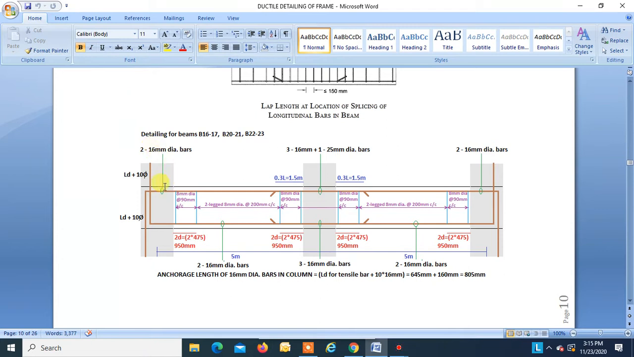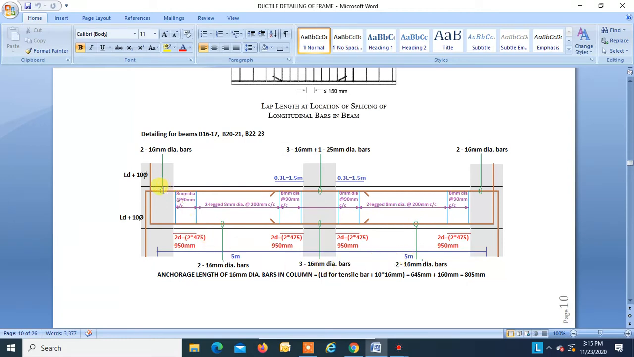Two numbers of 16 dia bar are run throughout the beam, and one 16 mm dia and one 25 mm dia bar is curtailed over here and here at a distance of 1.5 meters. Okay, so this is how we do the detailing of the longitudinal bar.